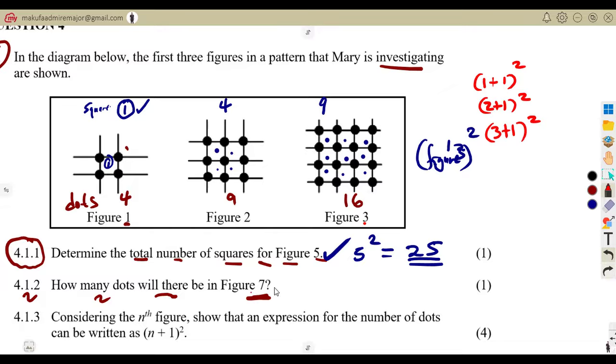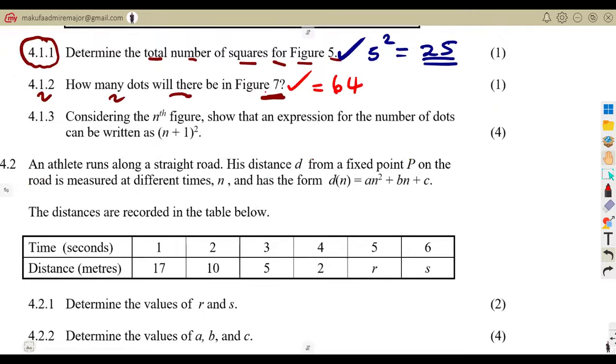So what about figure 7? It means 7 plus 1 squared. And what are you going to have? So you have to study, guys. Study that pattern, okay? So that's it.